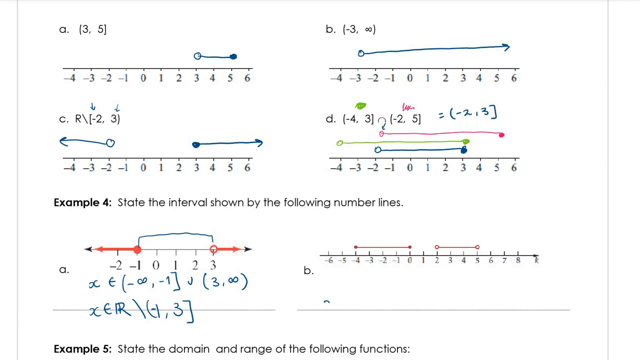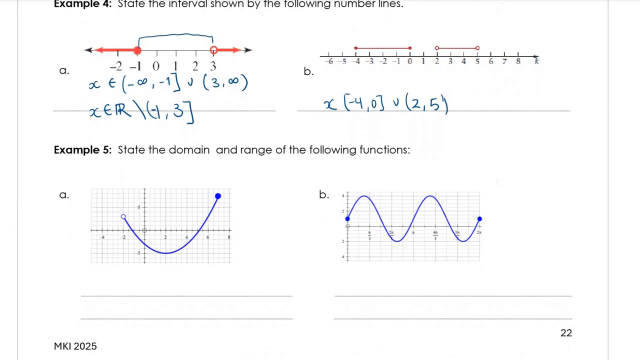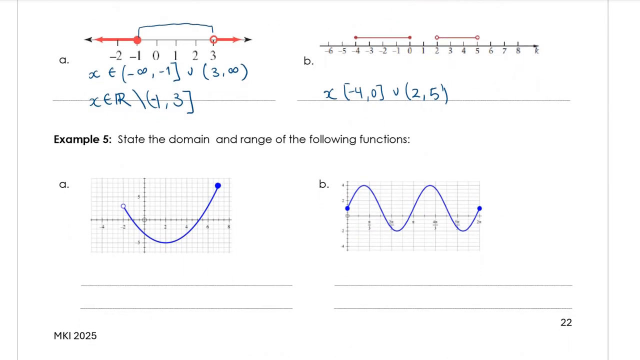This one here, we've closed the interval on both sides. So this one's going from negative 4 to 0, and it's also going from 2 to 5 not included. Now, last little bit for notation is we use it to denote domain and range. That's the main reason we use this sort of notation. So feel free to pause the video here to give this one a go.